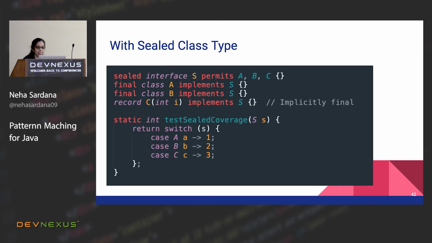What about this? You don't need a default here. Why? Because you're using sealed types. If you remember when I talked about sealed classes, I said it works very well with pattern matching. This is where it all connects. Now your compiler knows what the expected implementation classes are, what the expected cases will be. So now you don't need a default here because it's exhaustive.